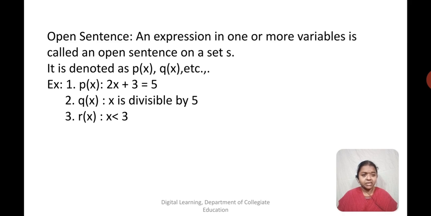Let me take an example. Since I'm writing an open sentence, I'll write it as P(x): 2x + 3 = 5. Another example, I'll write it as Q(x): x is divisible by 5. R(x): x is less than 3. So the variable we are using here is x. We are denoting them by R(x), P(x), Q(x) and so on.